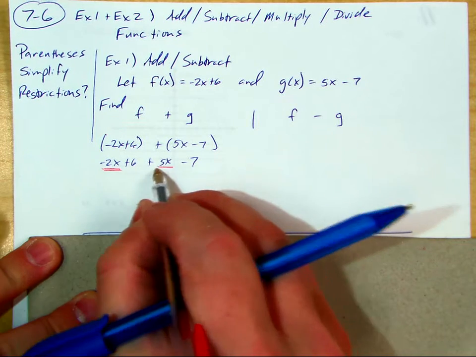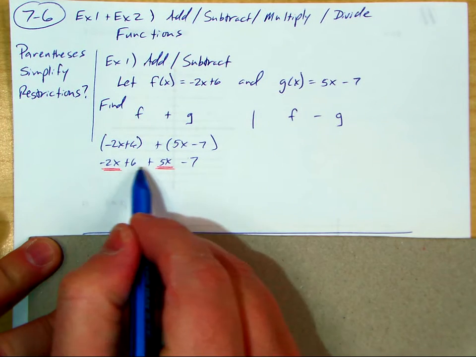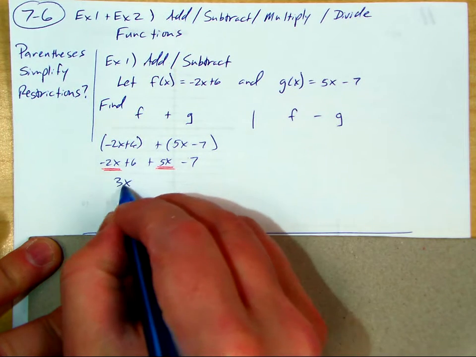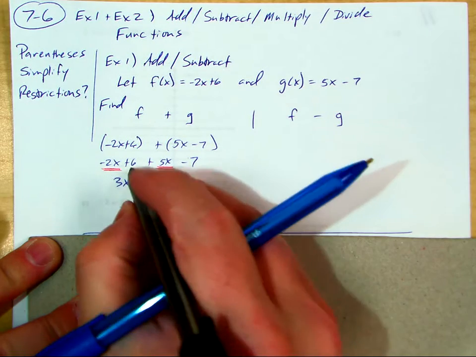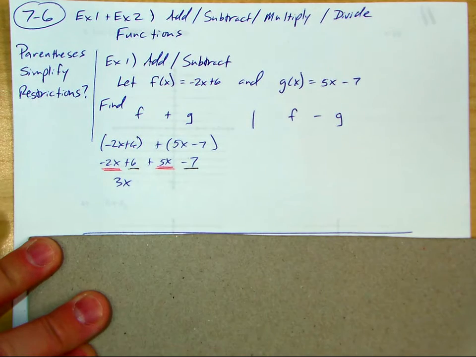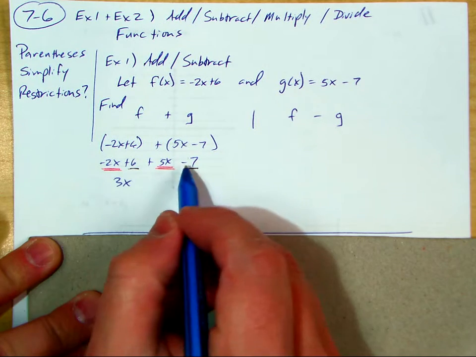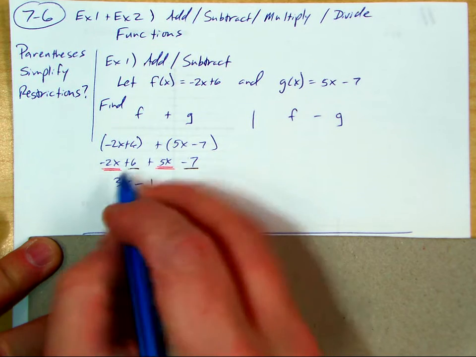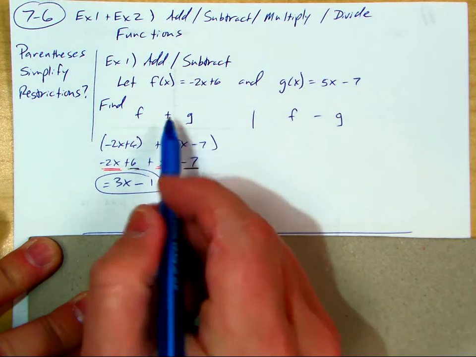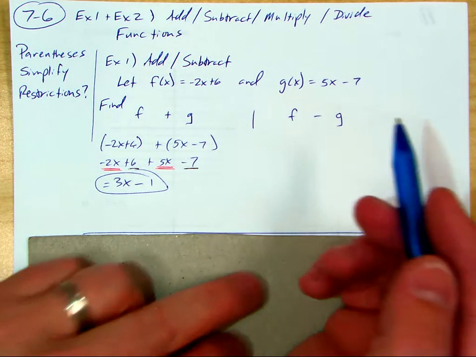So there's like terms with the x's. Negative 2 plus 5 is 3x. And there's like terms with the constants. 6 minus 7 is going to be negative 1. So that's going to be the addition of these two functions.